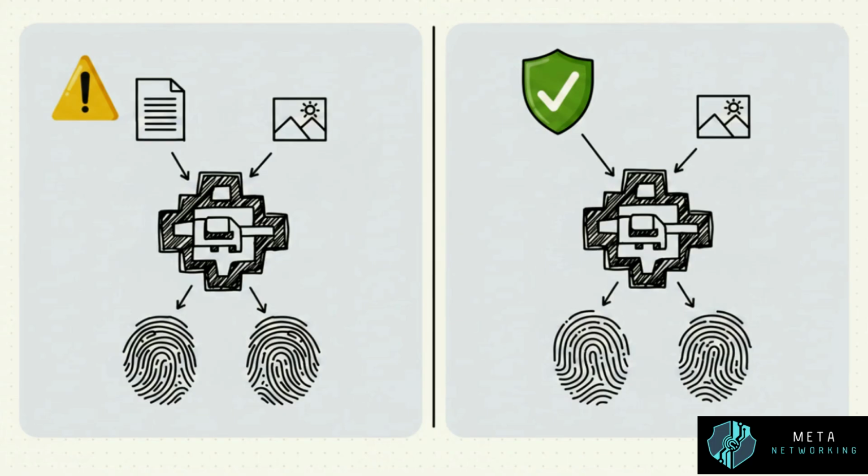Older standards like MD5 have actually been broken. That means two totally different files can have the exact same fingerprint, which of course creates reasonable doubt in court. That's why SHA-256 is the modern standard. Its fingerprint is considered truly unique and verifiable.